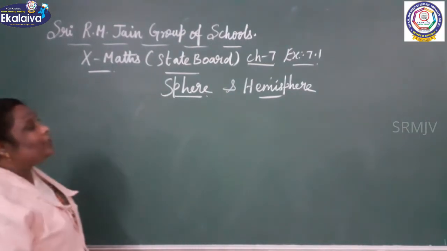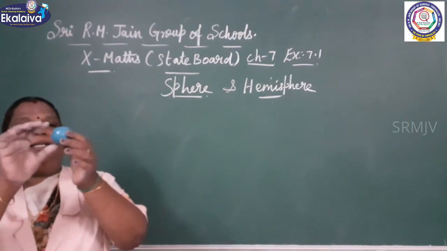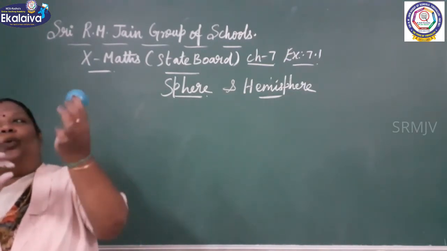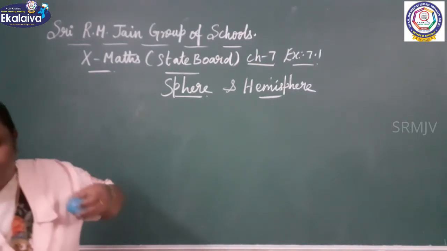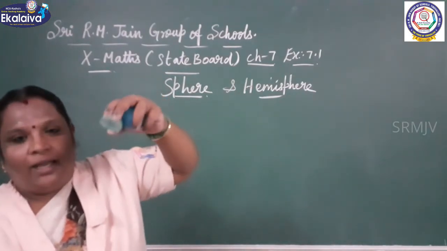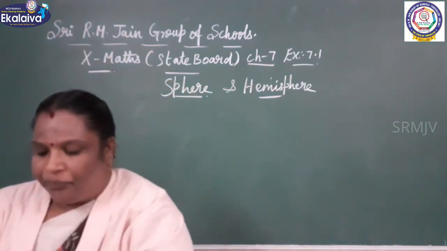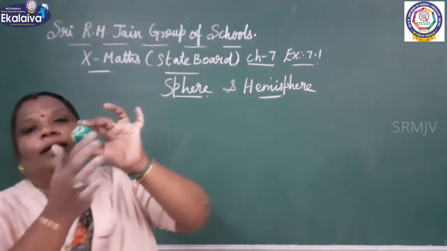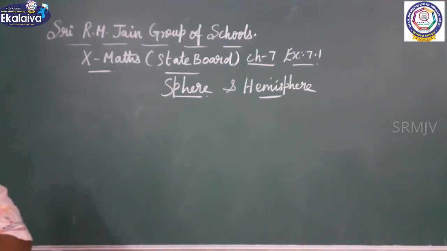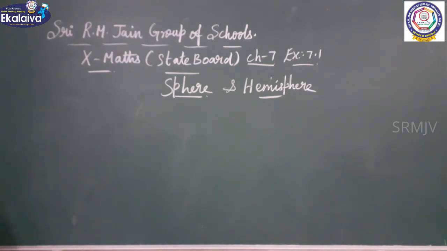Now we are going to see sphere and hemisphere. What is a sphere? A sphere is a solid generated by revolving the semicircle. See here, this is the greatest circle. When two hemispheres join, you can get a sphere. This part is the greatest circle, the greatest diameter. A sphere is a solid generated by revolving the hemisphere.